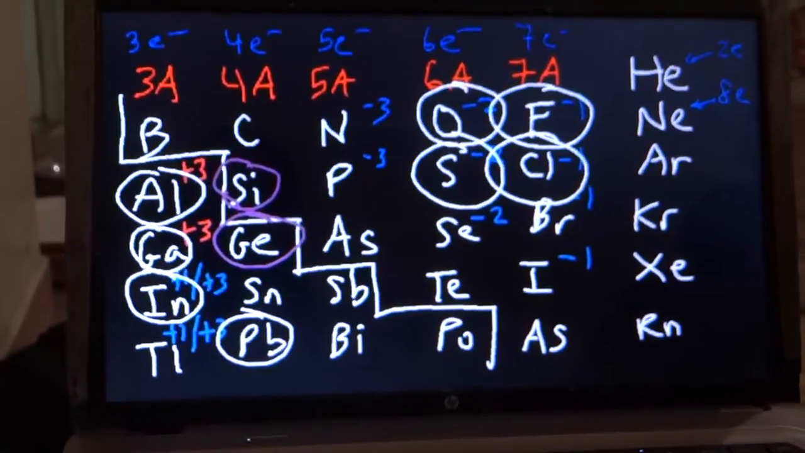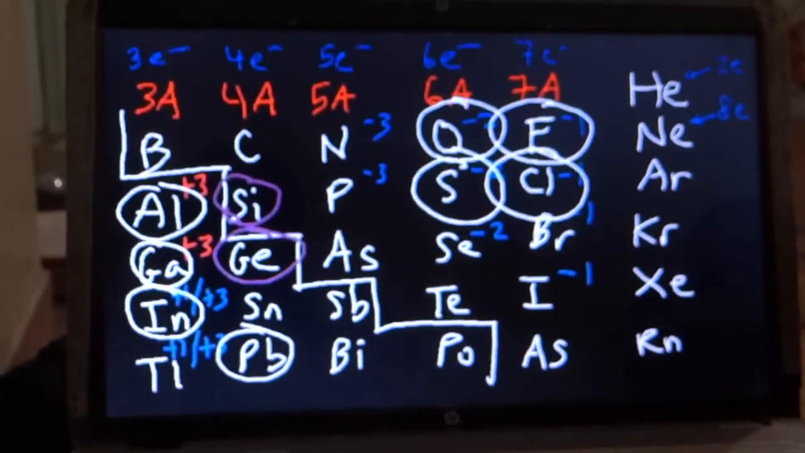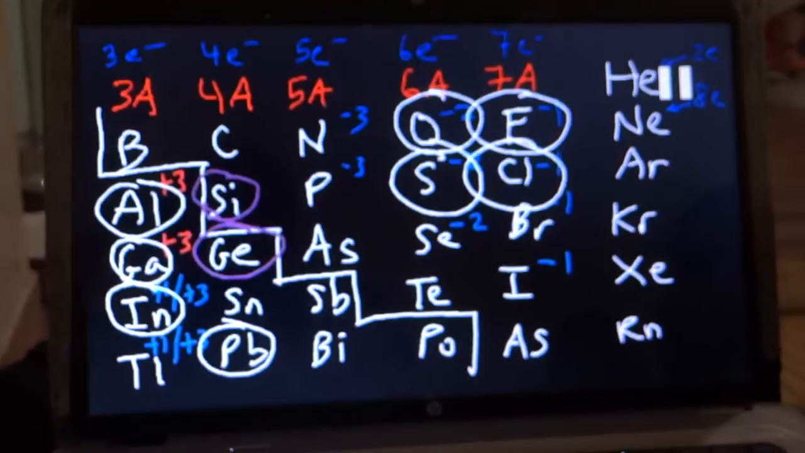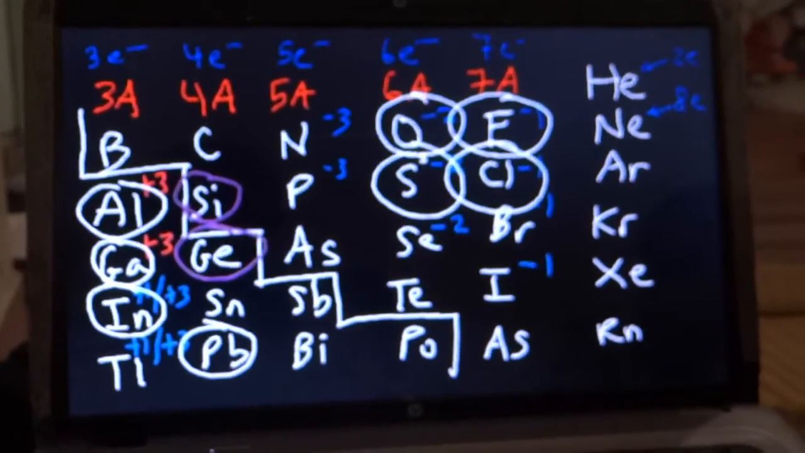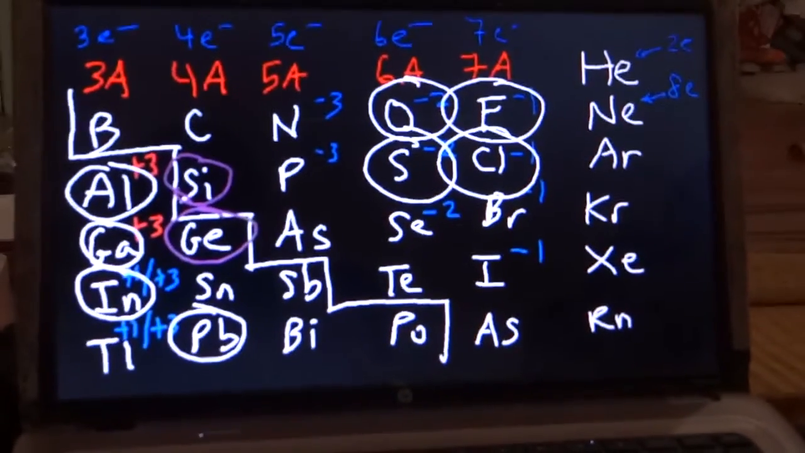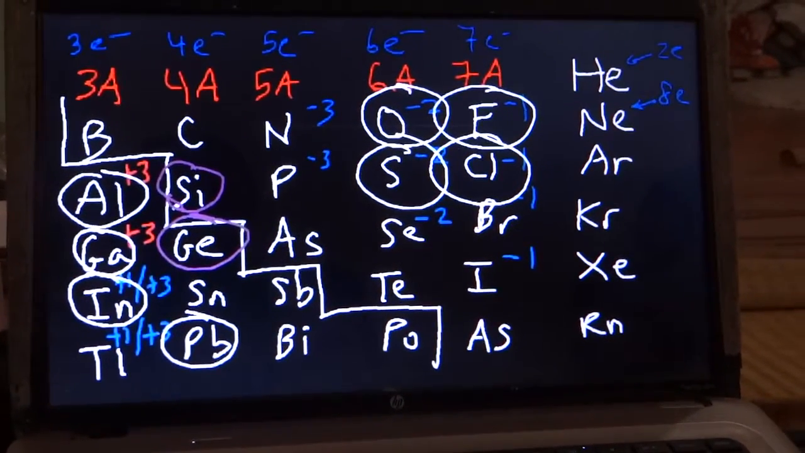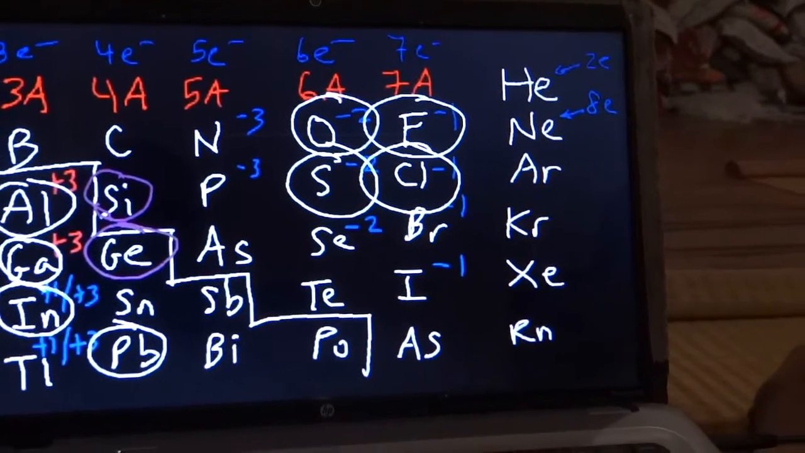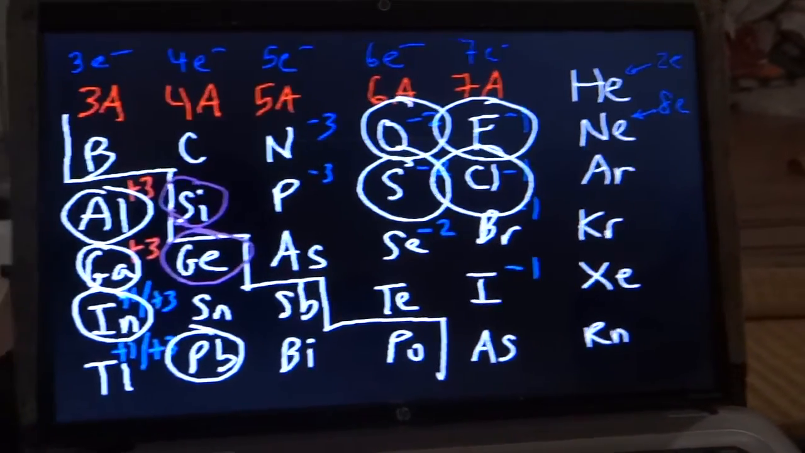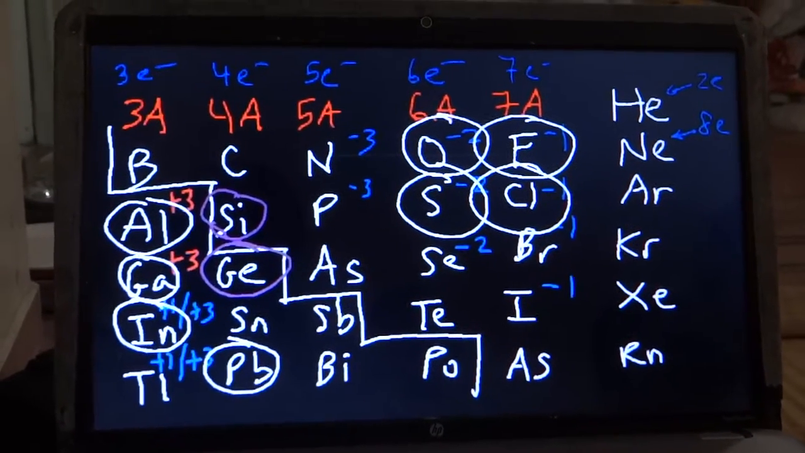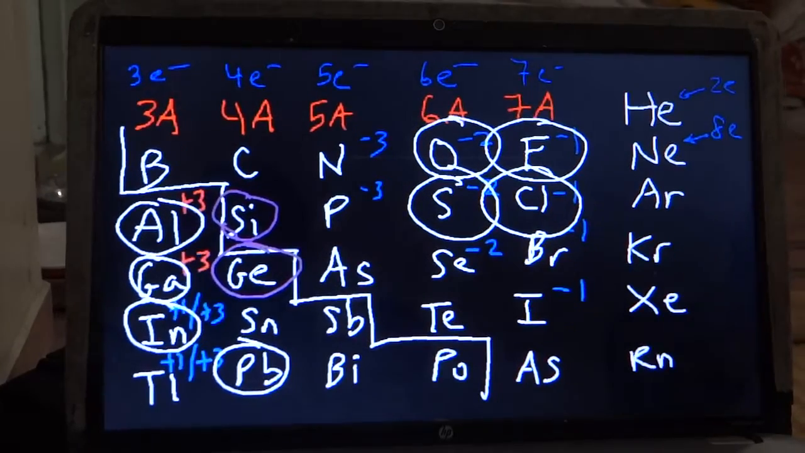Nonmetals do not conduct electricity. Metalloids conduct a small amount of electricity. Metalloids conduct electricity to some extent, not fully. Small amount of electricity. Silicon is widely used for solar cells. Silicon is a semiconductor.